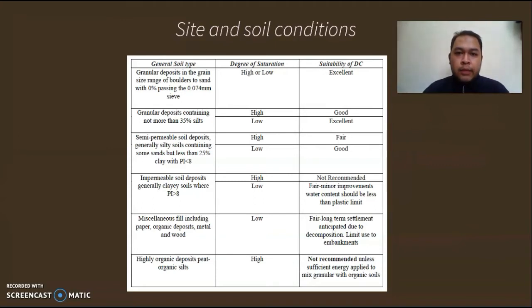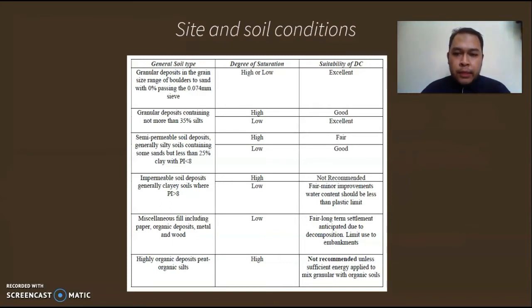The next one is granular deposit containing not more than 35% silt. There are two conditions for saturation. The first one is high, and it can be used for dynamic compaction, and the low degree of saturation can also be used. The next one can also be used, either high or low in degree of saturation, for semi-permeable soil deposit with plasticity index less than 8.